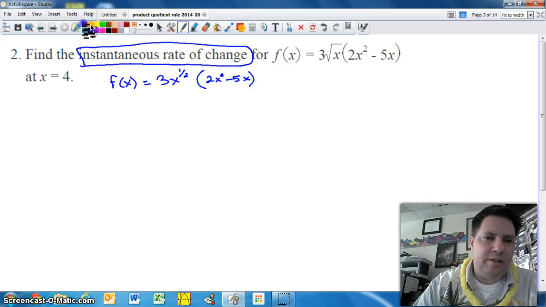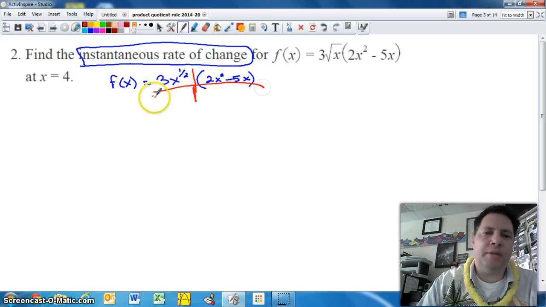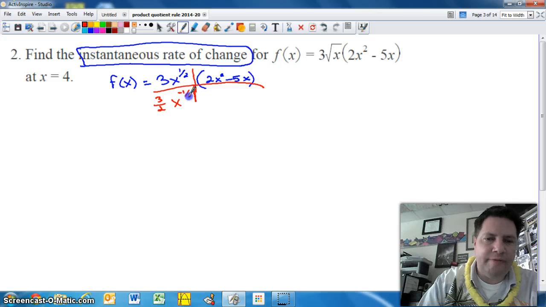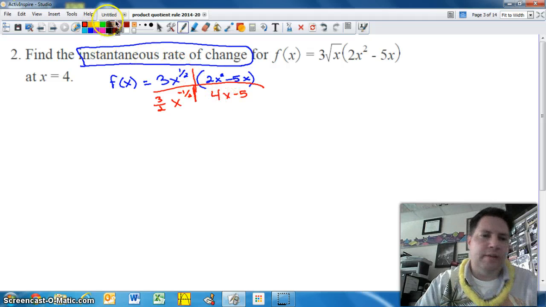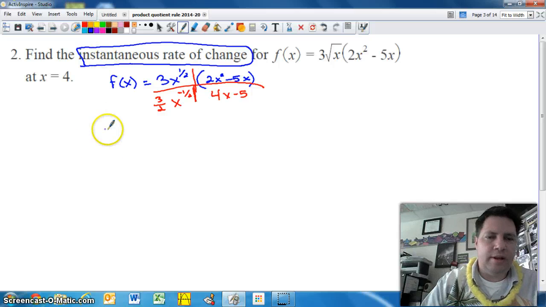And if I make my little lines, whoops, and put my derivatives below those, this would be 3/2 x to the 1/2 minus 1 is a negative 1/2, and then 4x minus 5. And so my derivative, let's go back to blue, f prime of x is going to equal 3x to the 1/2.